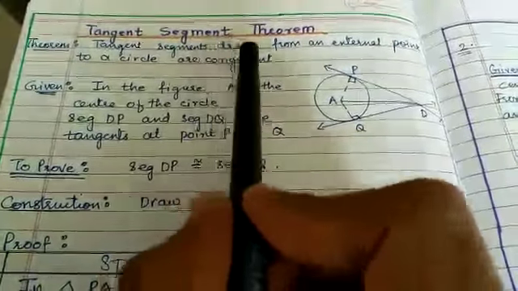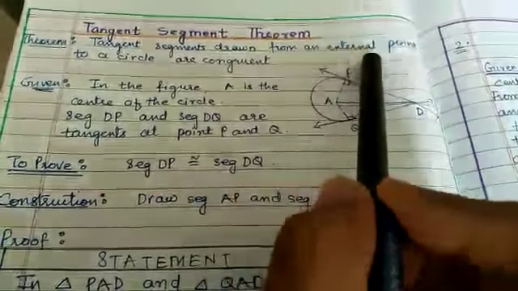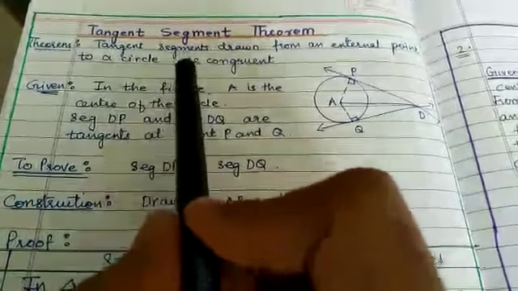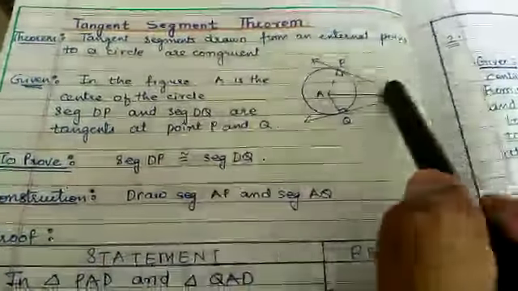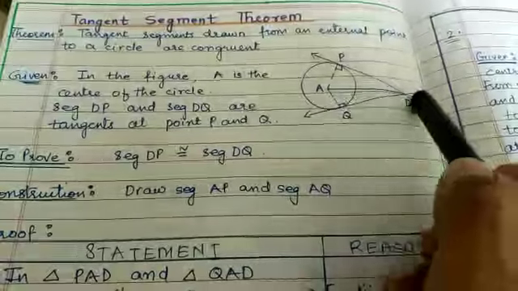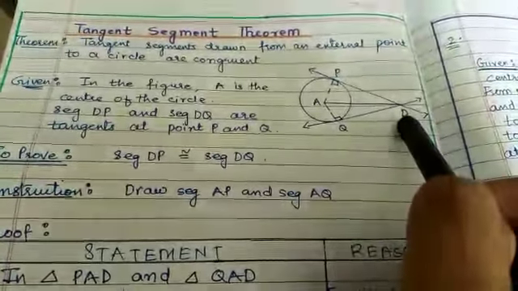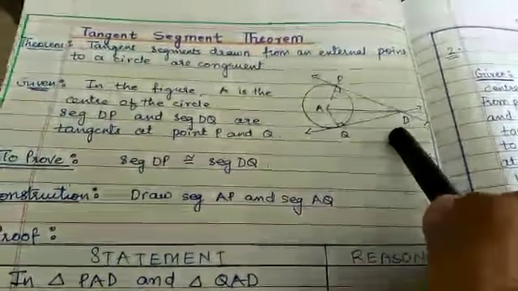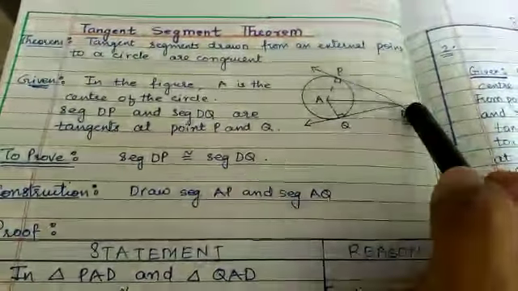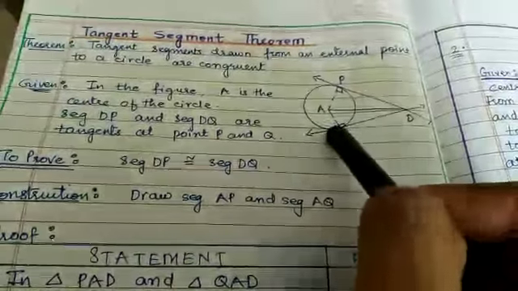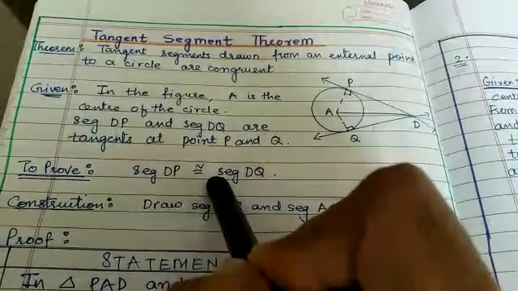Tangent segments drawn from an external point to a circle are congruent. Now DP and DQ are the tangent segments drawn from the external point D. We have to prove that DP and DQ are congruent. ये हमें prove करना है.